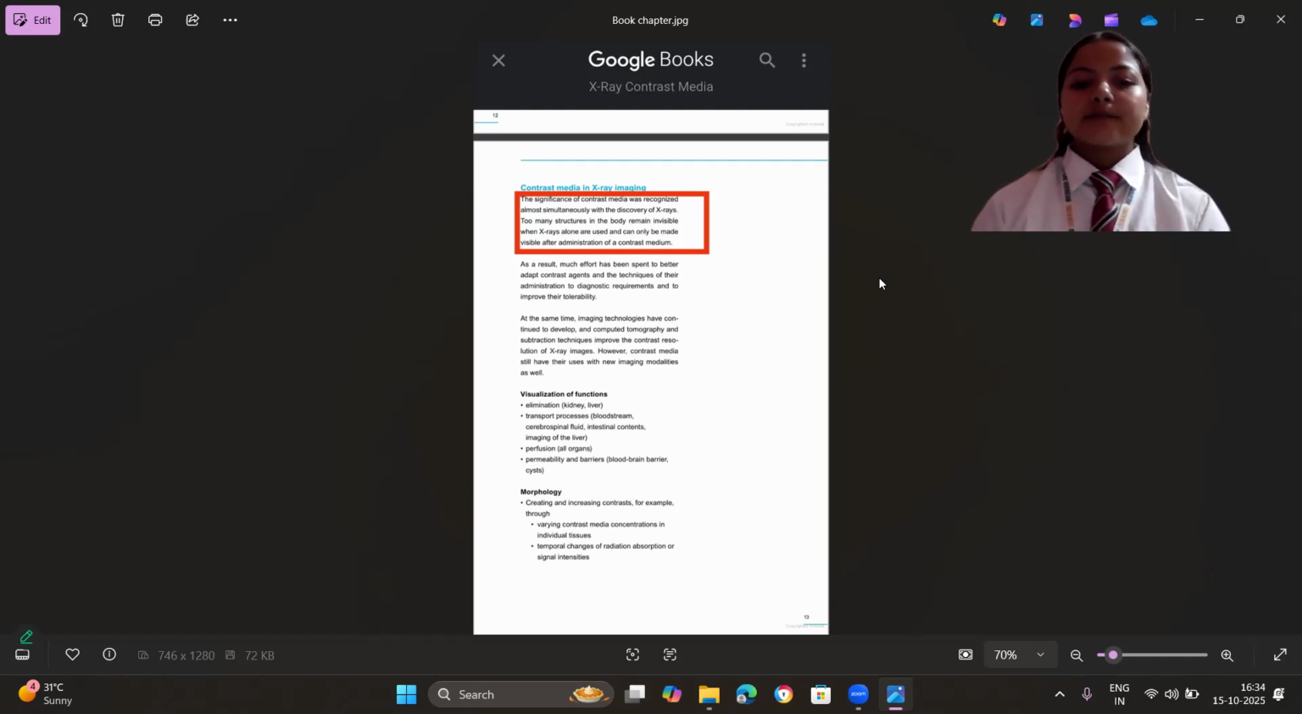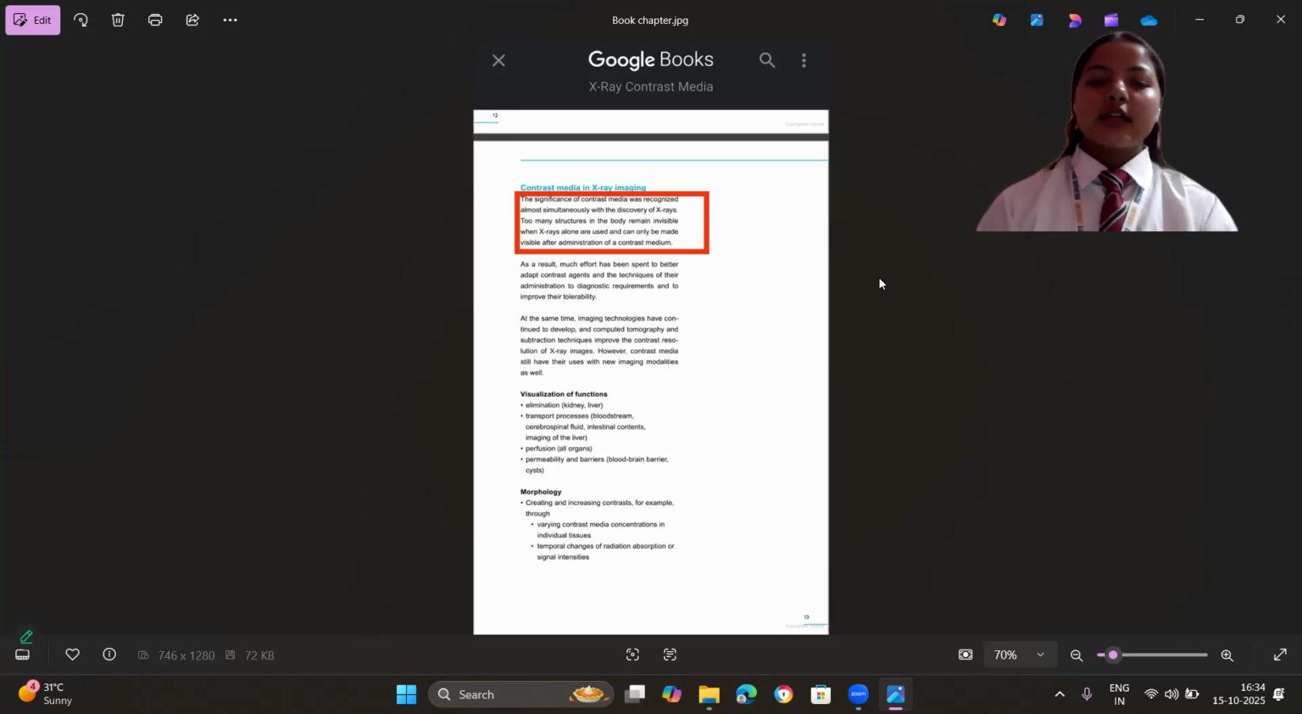Because of that, they appear very faint or even invisible on a normal X-ray image. To solve these problems, contrast media were developed. These are special substances that can be introduced into the body to make certain structures or fluids more visible under X-ray. So contrast media help to highlight or bring out areas that would otherwise be hidden, allowing radiologists to get a more accurate and detailed image.